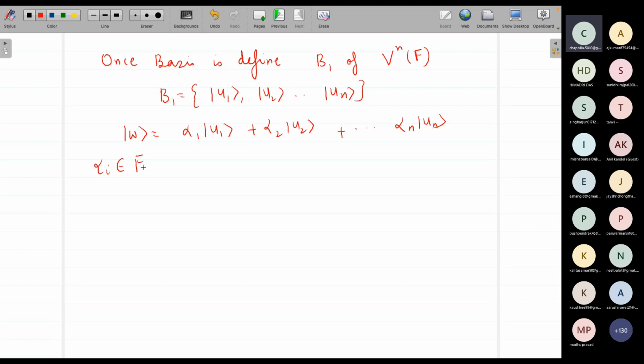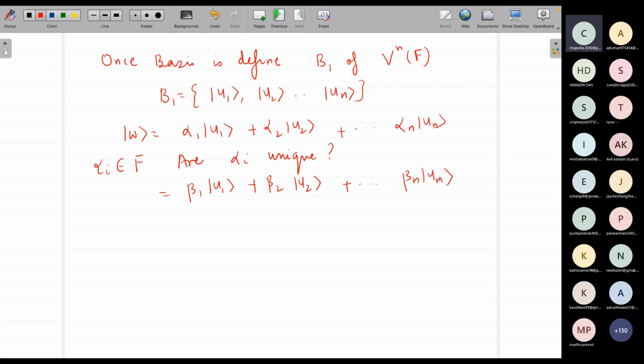Now the question: are these coefficients for a given vector unique or not? Are the alpha i unique? Or can I expand the same vector w in terms of the same basis vectors u1, u2, ..., un with some other coefficients also, let's say beta 1 u1, and so on? The coefficients are unique.